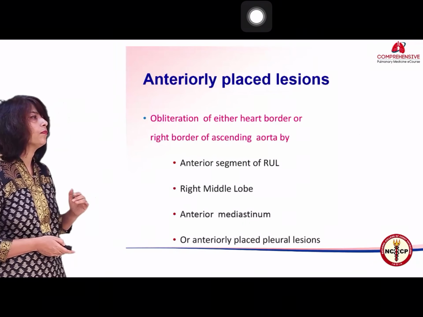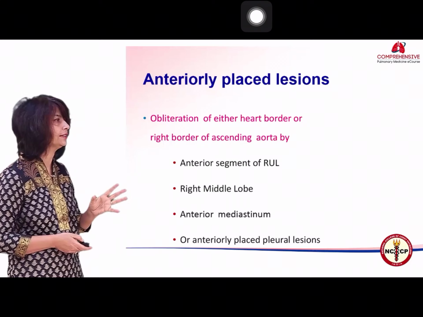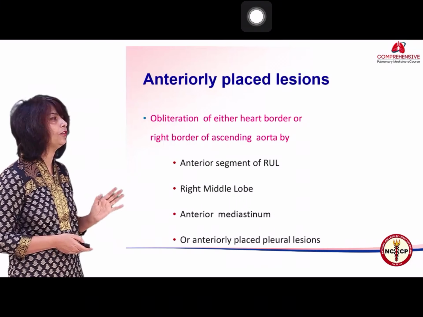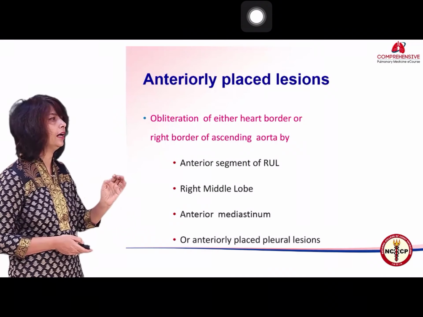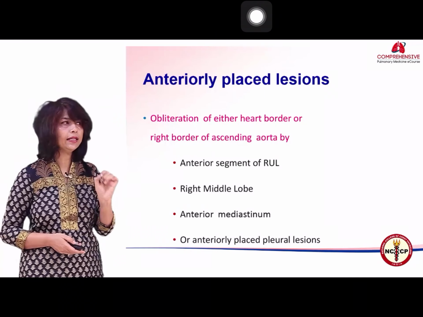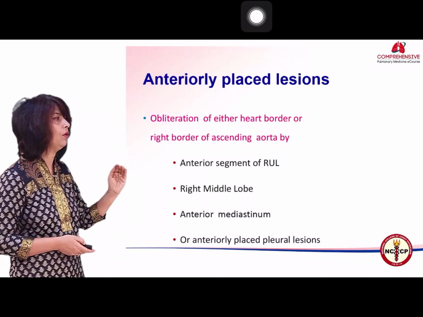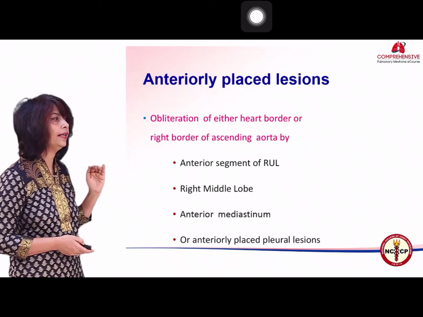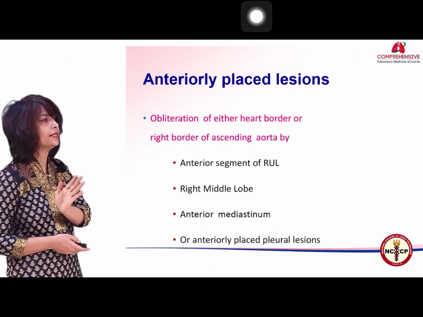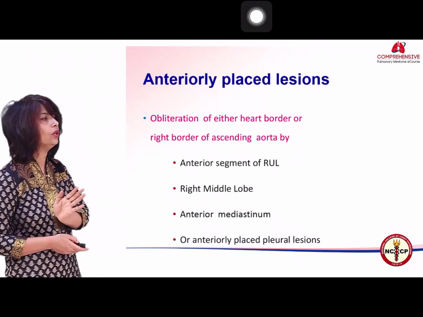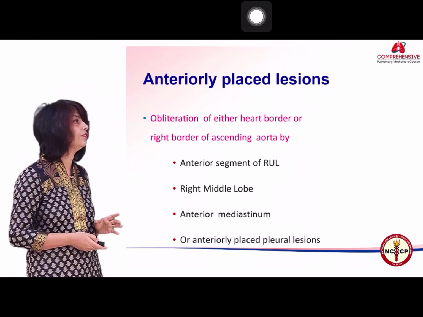This sign allows you to say whether the lesion is anterior or posterior, and applies both to pulmonary and mediastinal lesions. So what are the anteriorly placed structures in the lung and the mediastinum? If there is obliteration of your right heart border, left heart border, or ascending aorta, it's an anteriorly located lesion, which is anterior segment of right upper lobe, the right middle lobe, anterior mediastinum, or on the left side corresponding anterior segment of left upper lobe, lingula, anterior mediastinum, and even loculated pleural effusions.